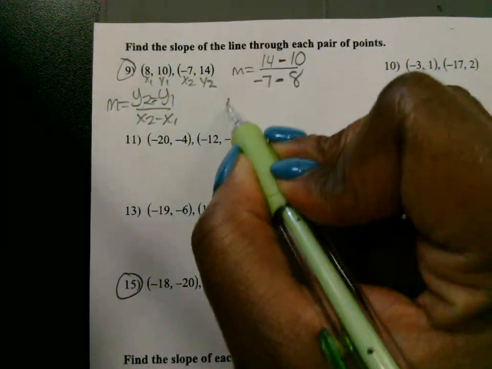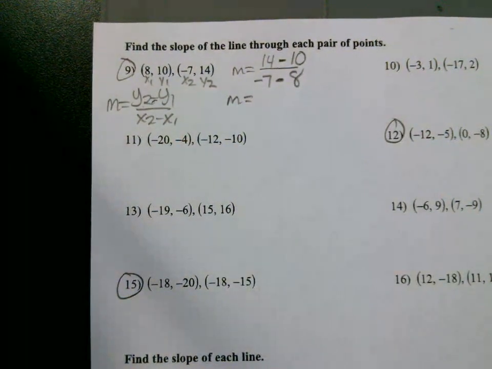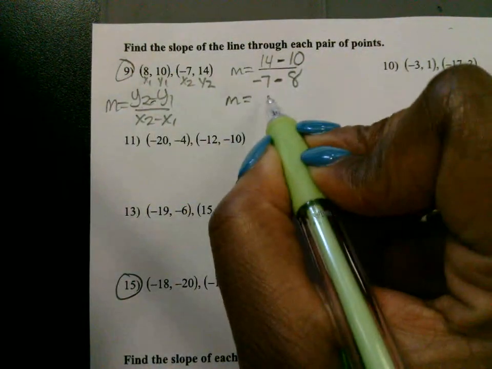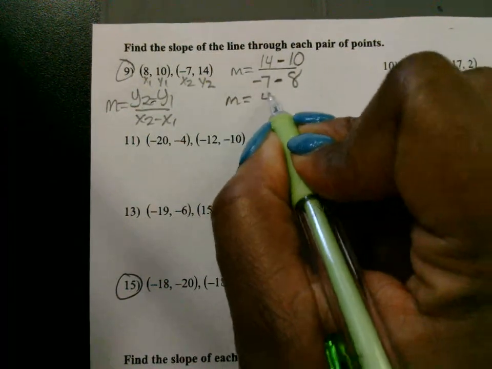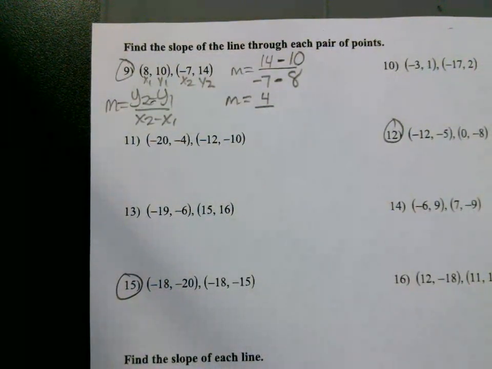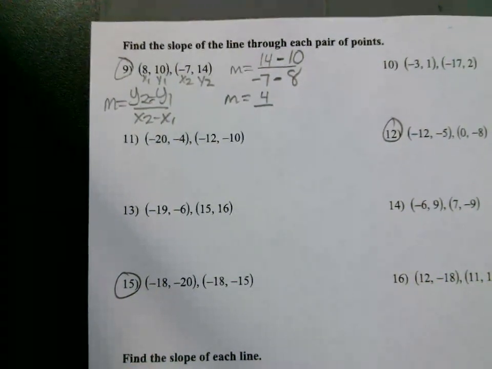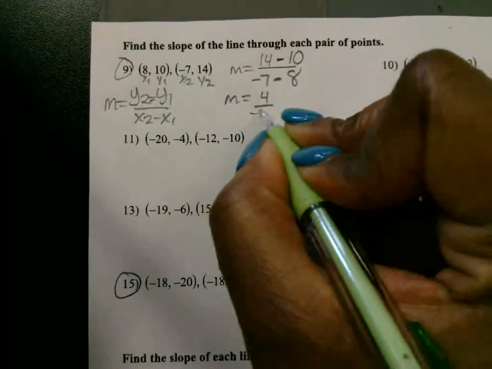Use your calculator. Somebody different. Let me call on somebody else. Sammy, what do we get on the top? What's 14 minus 10? Good job, baby. 4. I'm calling somebody different. Do the bottom. Type that in. What is negative 7 minus 8? Enrique, type that in, babe. What does that give us? Type it in, babe. Negative 15.